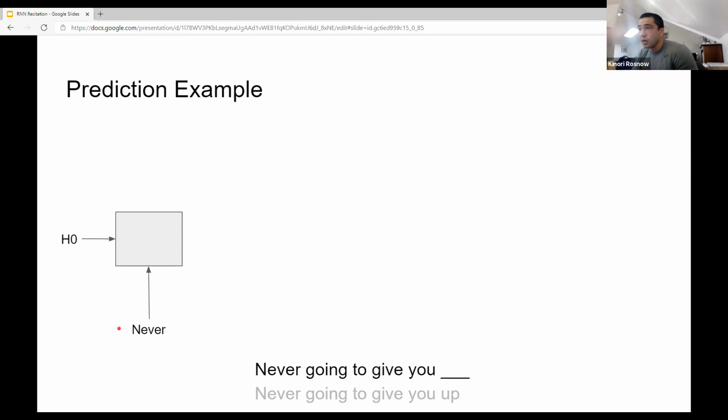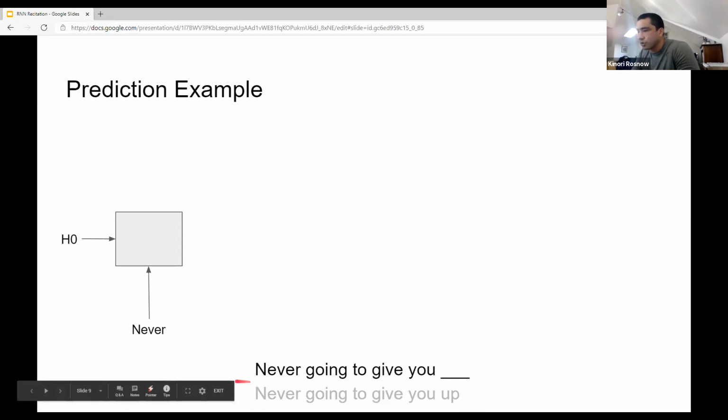All right. So let's go through a prediction example. Let's say that you have this phrase and you're going to pass it this phrase. I just put in gray below it just so you can see the whole phrase. I'm sure that many of you know it, but just in case, we're going to predict "up".